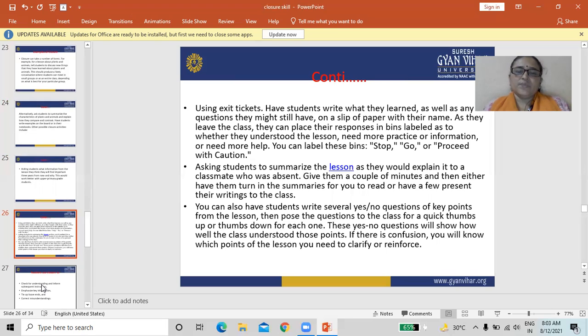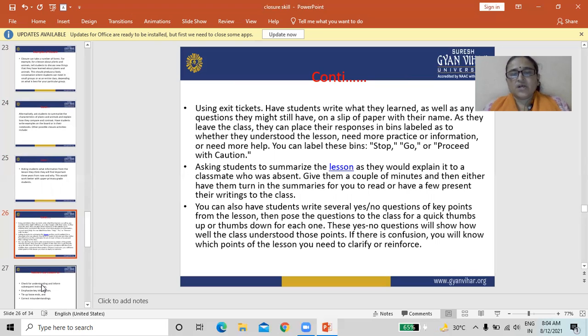Ask a student to summarize the lesson as they would explain it to a classmate who was absent. Give them a couple of minutes and then either have them write it in a summary for you to read or have a few present their writing to the class.